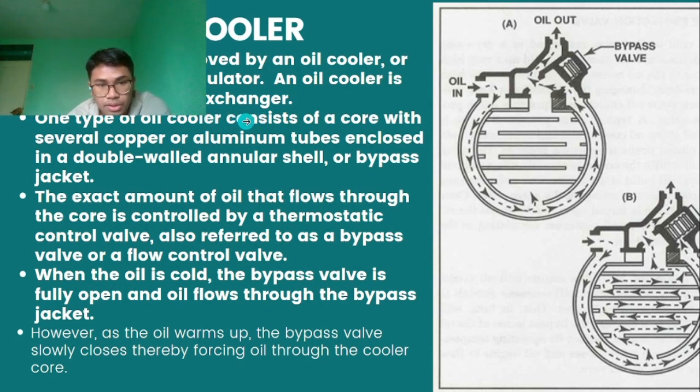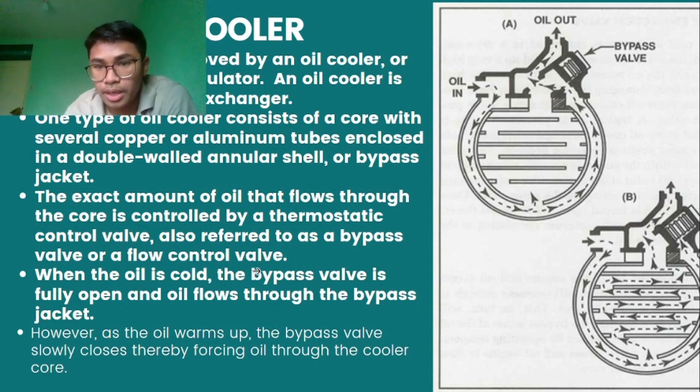One type of oil cooler consists of a core with several copper or aluminum tubes enclosed in a double-walled annular shell or bypass jacket. So, kung makikita nyo to, this is the annular shell. So, ito yung sinasabi dito. So, the exact amount of the oil that flows through the core is controlled by a thermostatic control valve, and also referred to as a bypass valve or a flow control valve.